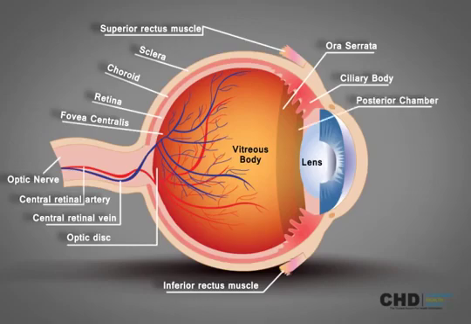The posterior chamber is a narrow space behind the peripheral part of the iris, and in front of the suspensory ligament of the lens and the ciliary processes. The anterior chamber is the front section of the eye's interior, where aqueous humor flows in and out, giving nourishment to the eye and surrounding tissues.